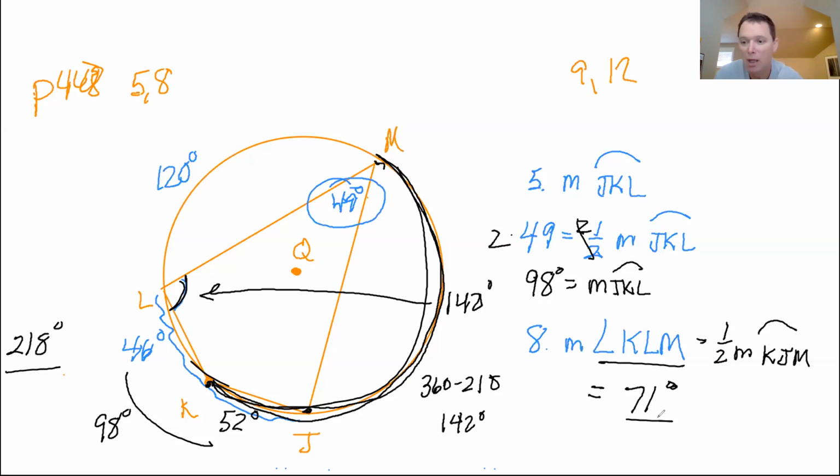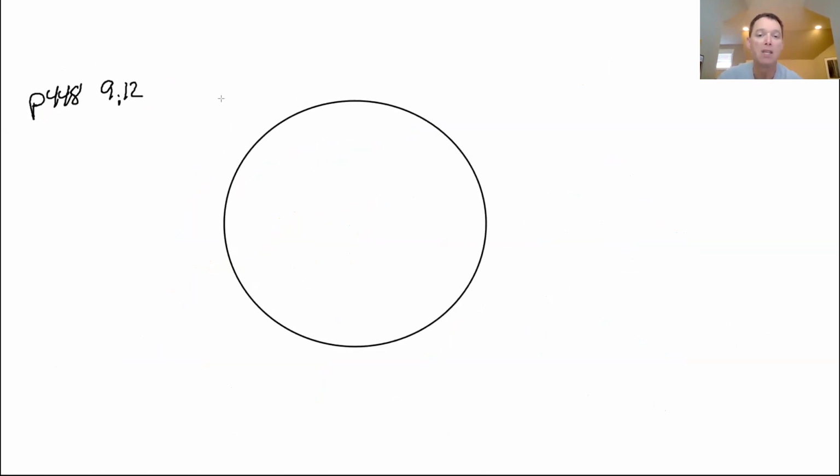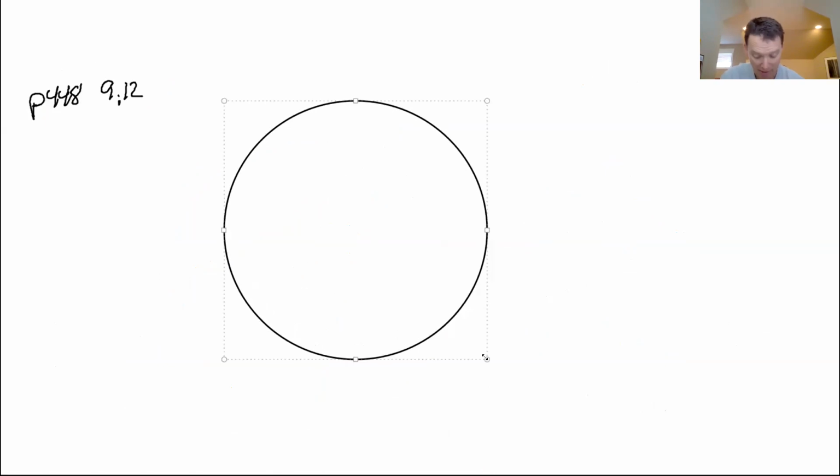We'll see. All right, let's look at 9 and 12 now. So again, we're on page 448. This is 9 and 12. And the drawing is a little bit funky here, so give me just a second. I'm going to get this right. If you want to take a second and copy this down, that's actually a really good thing to do. It can be really useful. Got that.